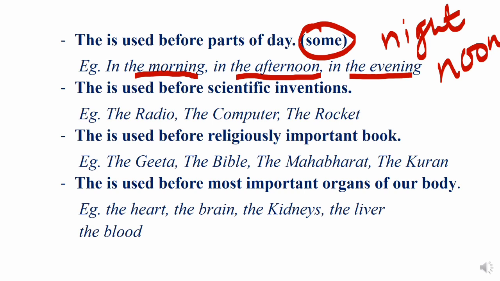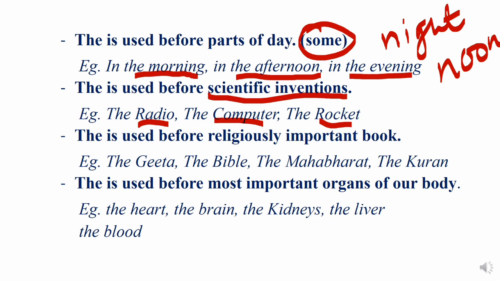Next rule says the is used before scientific inventions. Scientific inventions. You can name the radio, the computer, the rocket. You can add more also: the mobile, and so on. So many scientific inventions are there. You can use the article before scientific inventions. All right, let's go to the next rule.